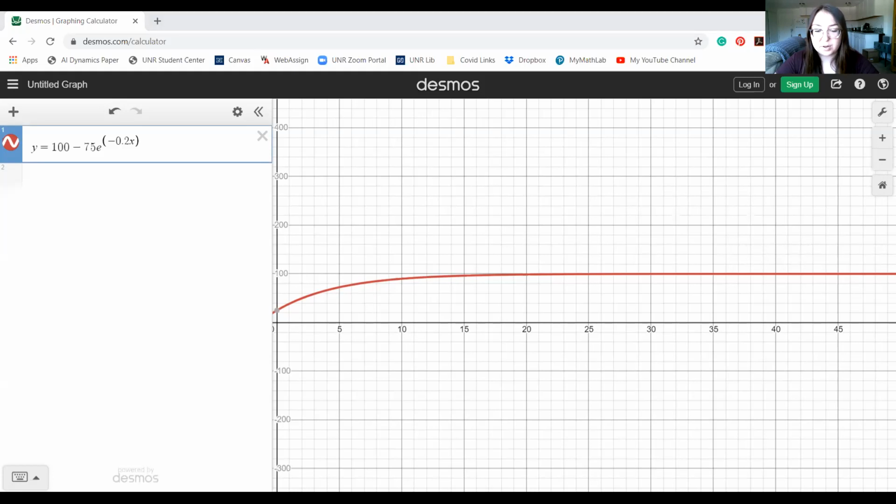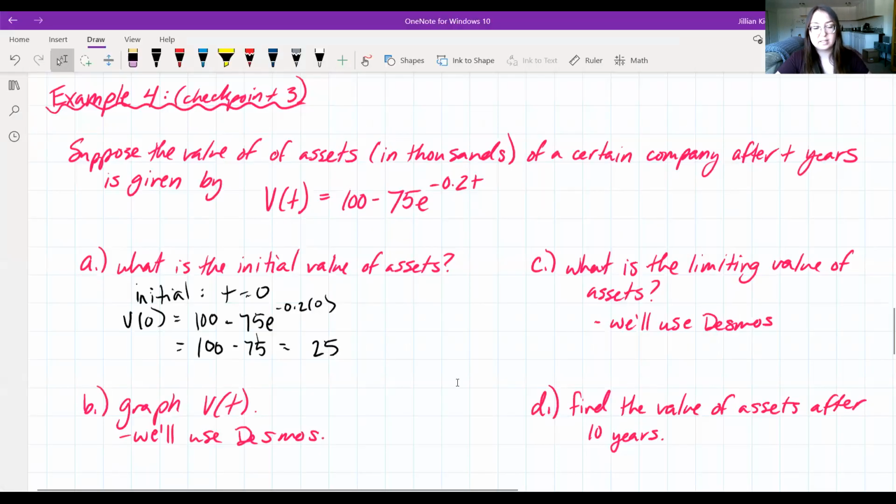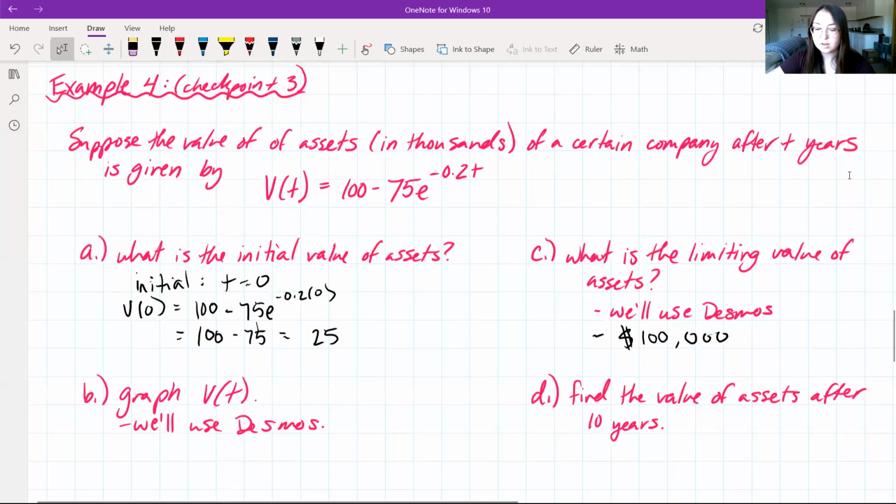So let's go back to our notes. All we needed to do for B was graph. For part C, we asked what our limiting value of assets was. So we're definitely going to say our limiting value of assets was $100,000. All right, so we found our limiting value of assets.